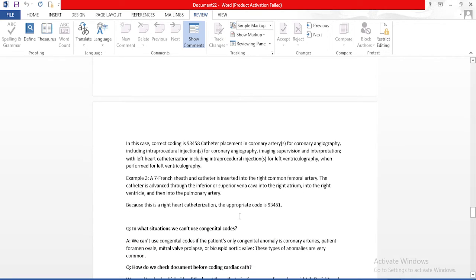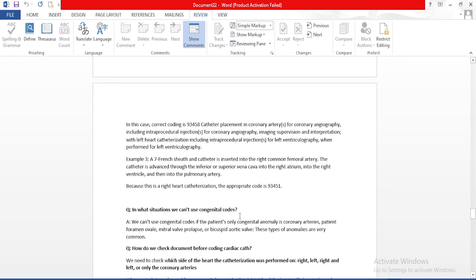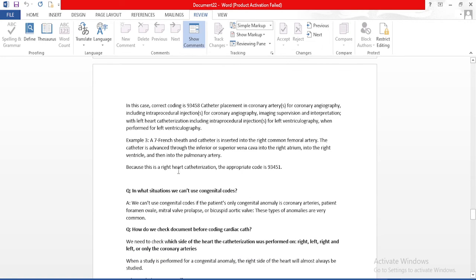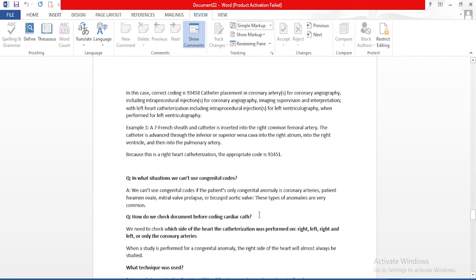Next example, a 7 French sheath and catheter is inserted into the right common femoral artery. The catheter is advanced through the inferior and superior vena cava into the right atrium, into the right ventricle, and then into the pulmonary artery. Directly, it is a right heart catheterization, as superior vena cava, right atrium, and right ventricle are the right side of the heart. So here it is right heart catheterization.